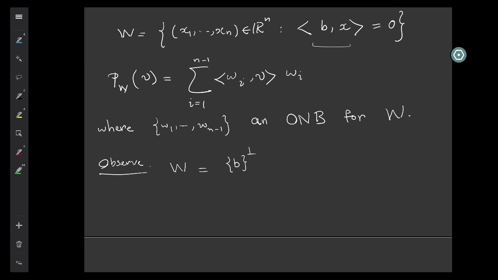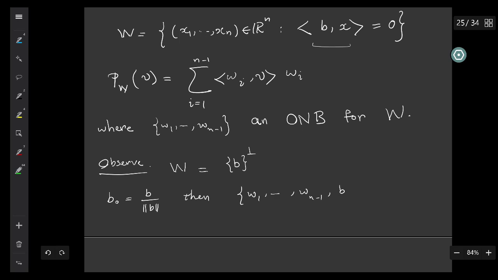Wn minus 1. So what we get here is, if we put B naught equal to B over the norm of B, then W1 through Wn minus 1, B naught forms an orthonormal basis for the whole space. Okay, that's very nice.